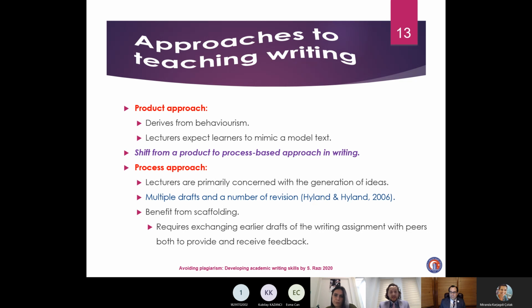Okay, regarding teaching writing, I guess we should remember the difference between product approach and process approach. Previously, as instructors, we gave more priority to product approach because we were mainly under the impact of behaviorism. So we expected our students to mimic a model. We provided a model text. Okay, here is the model. So you will be using this model to form your own text.